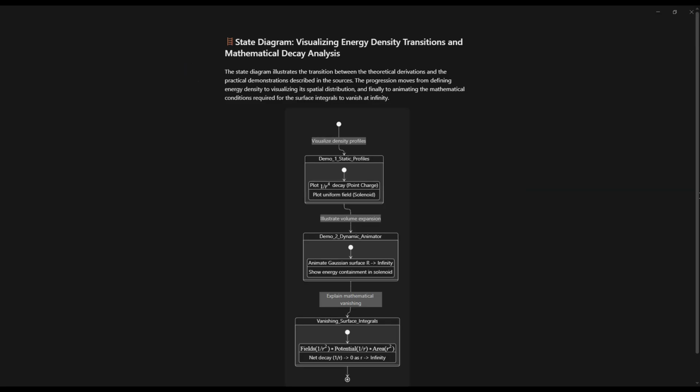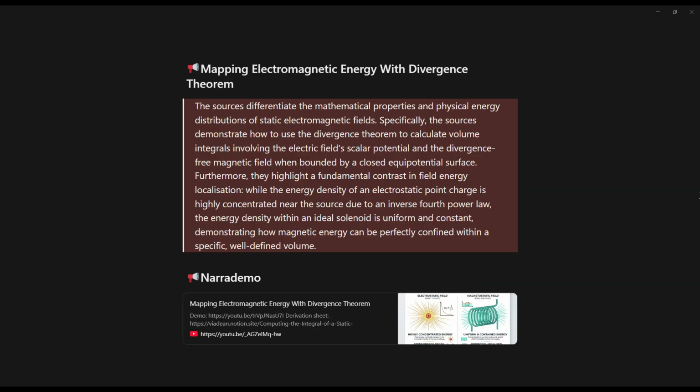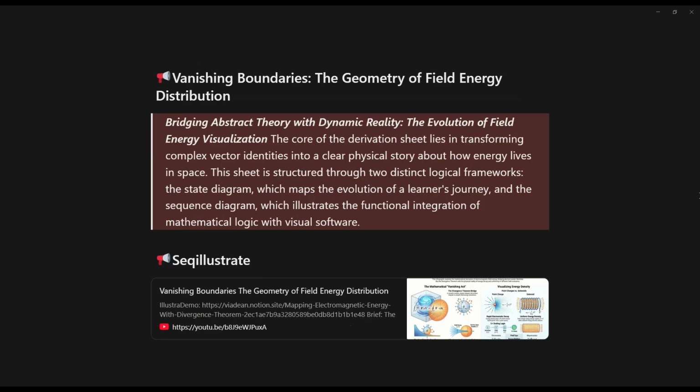As you move away, this energy doesn't just fade, it collapses with extreme speed. By the time you reach the distant edges of the system, the energy has essentially evaporated, proving that for localized charges, the action is almost entirely at the heart.